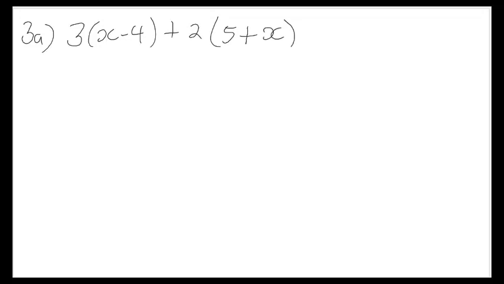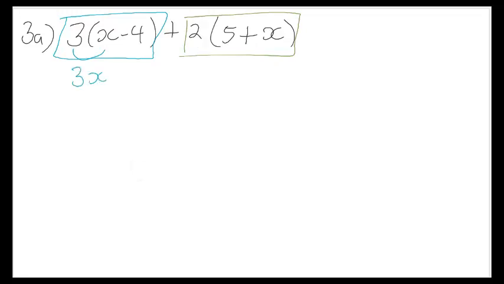And lastly, let's look at question 3. So 3a says to us 3 multiplied by x minus 4 plus 2 multiplied by 5 plus x. I'm going to do this section first, and then I'm going to do this section second. So let's do our blue one first. 3 times x is 3x. 3 times minus 4 is minus 12. Then I bring my plus down.